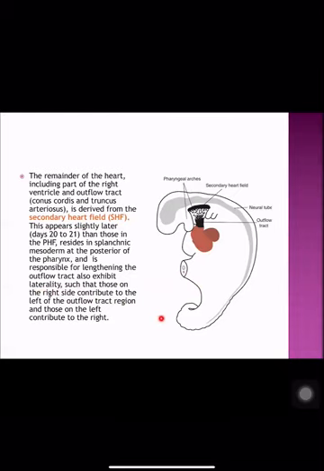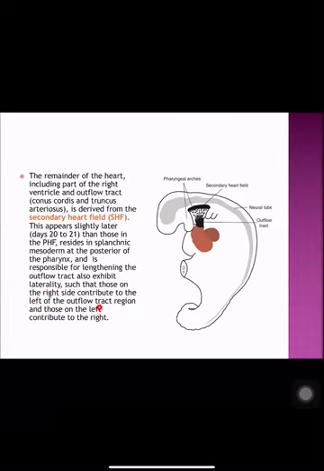What I mean by the laterality is the specification of the heart into the left and the right side, so that those cells that lie on the right side will contribute to the left side of the outflow tract, while those that lie on the left side contribute to the right side.